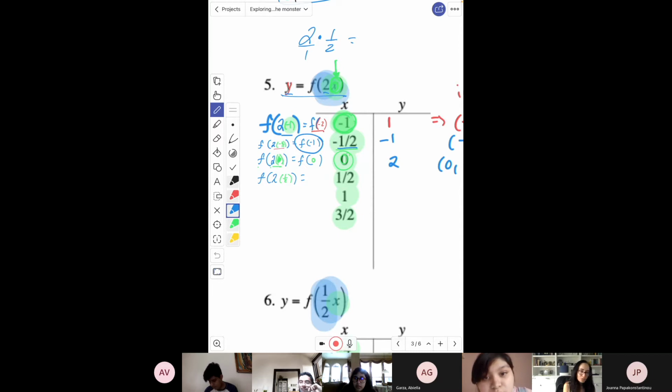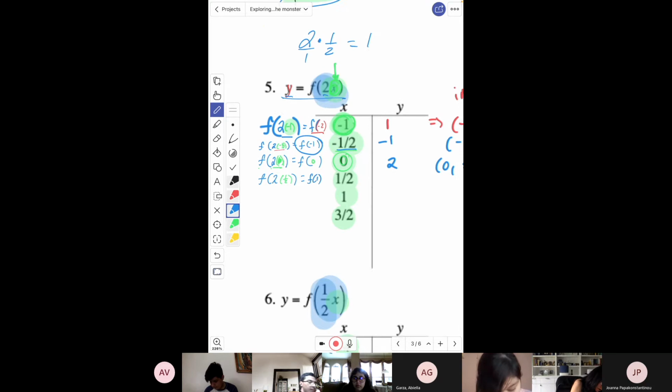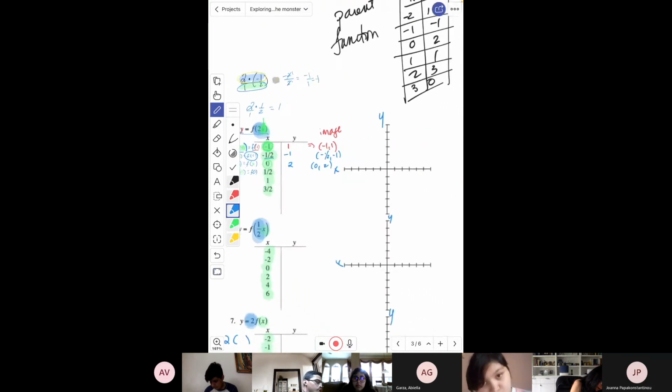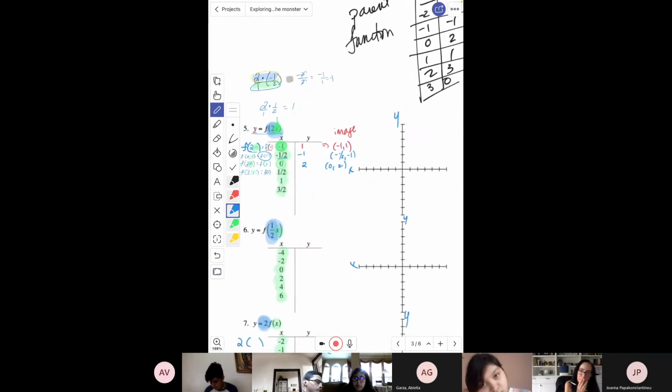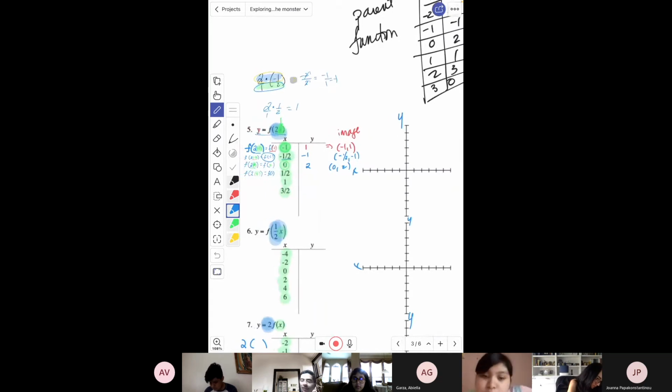What's 2? 1. Yes, you got it. Okay, so I'm really looking at my original function for when my input was 1. What was my input? 1. Beautiful. So now I have 1/2, 1.